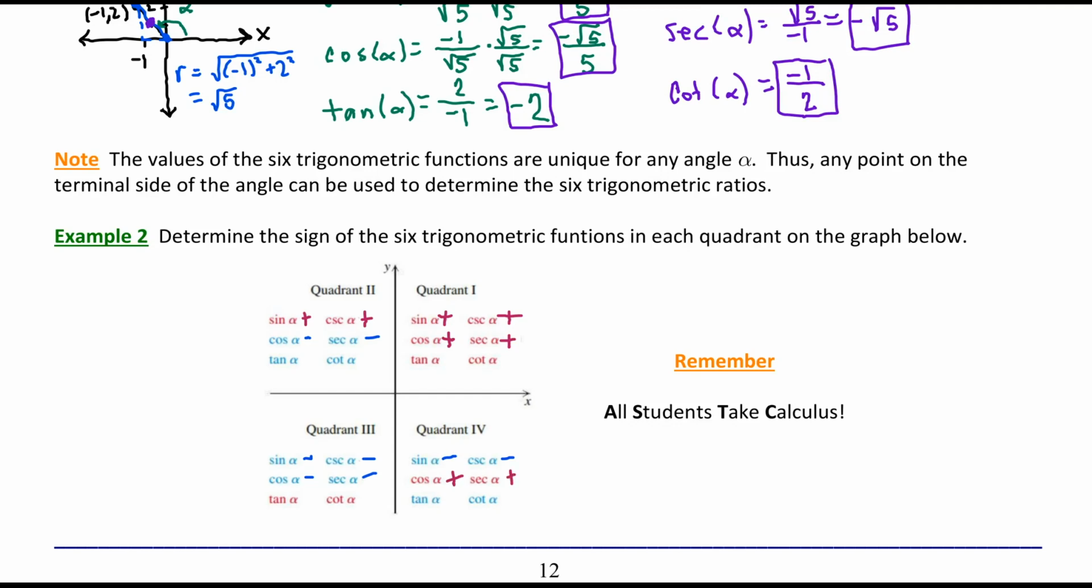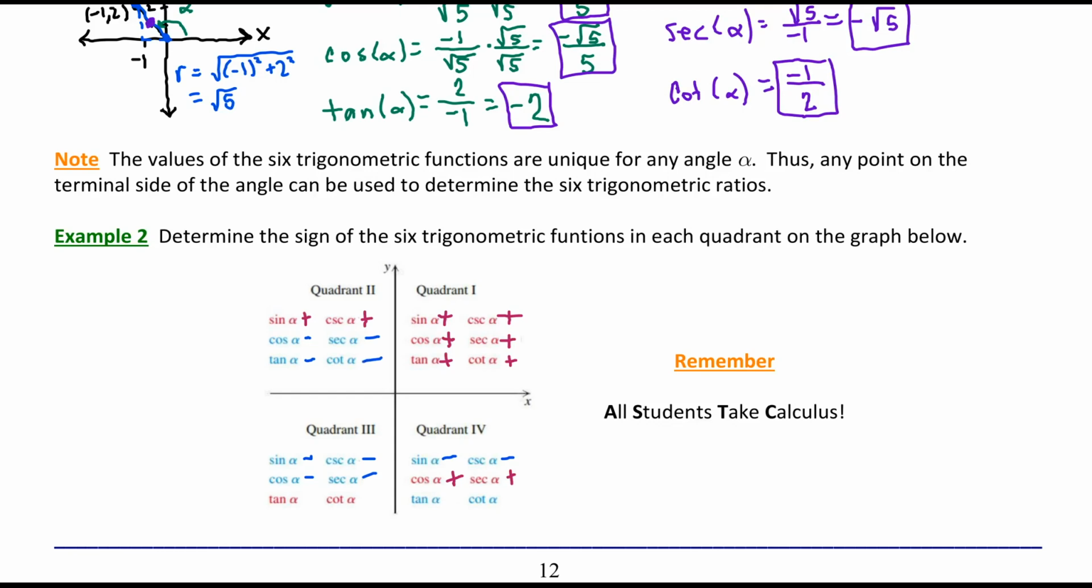Then finally, considering the sign of tangent, tangent is equal to y divided by x. So I have to consider the sign of both x and y in each quadrant to determine the sign of tangent. In quadrant 1, both x and y are positive. So a positive divided by a positive is positive. So both tangent and its reciprocal cotangent are positive in quadrant 1. In quadrant 2, x is negative, y is positive. So when we calculate the ratio y divided by x, we're going to get a negative value for tangent, so its reciprocal is also negative.